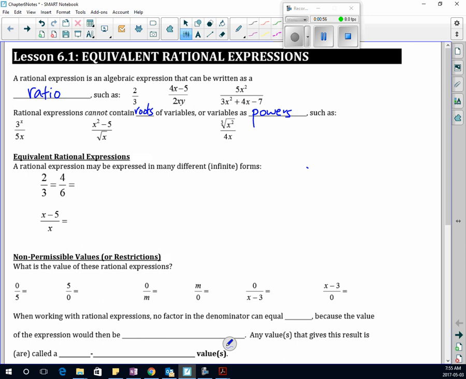2/3, if I multiply 2/3 by 4, I get 8/12. If I multiply it by 5, I get 10/15. If I multiply it by 10, I get 20/30, etc. The same thing I can do to a rational expression that has x's in it. You can multiply it by 2, but you've got to multiply everything by 2. So 2x minus 10 over 2x. You can multiply it by 3: 3x minus 15 over 3x, etc.